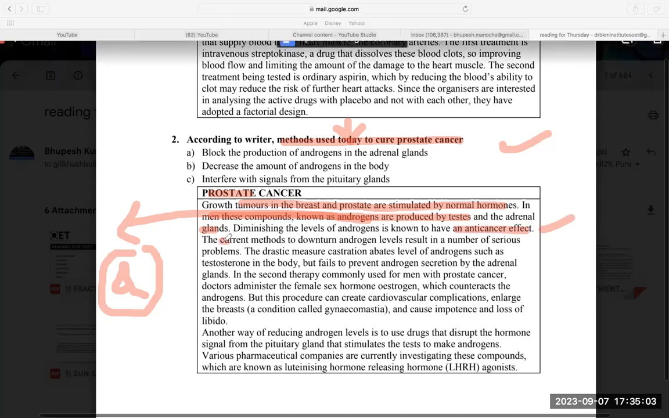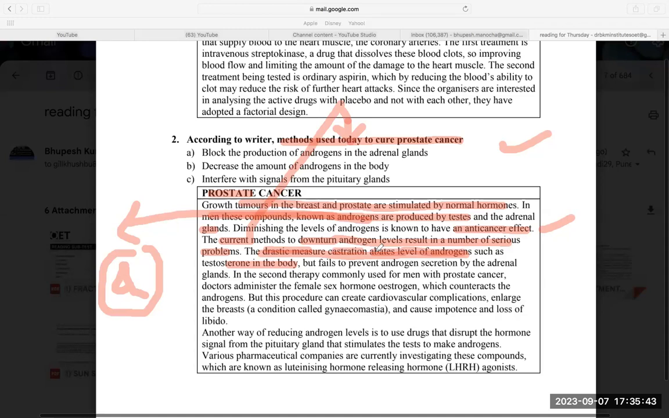The current method, oh my God, this is good. Today, current. Wow, I could see something. The current methods to decrease A levels result in a number of serious problems. The drastic measure, castration, abates the level of A, such as testosterone in the body. The drastic measure means a very severe measure, which is castration, abates the level of androgens. So it decreases. I don't know the actual meaning of abate.